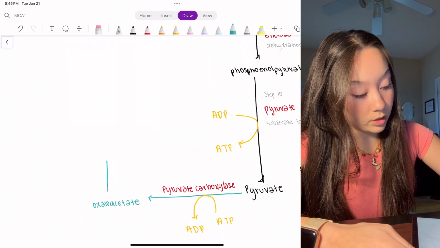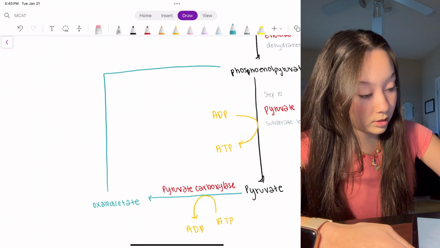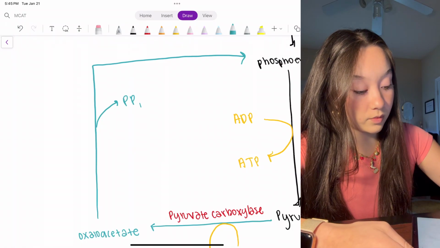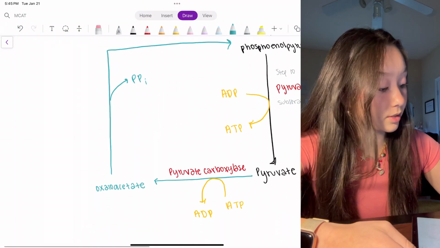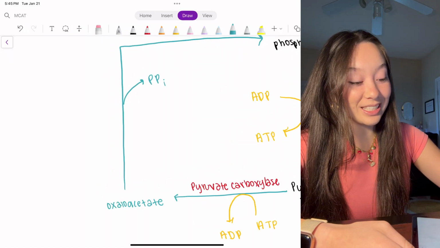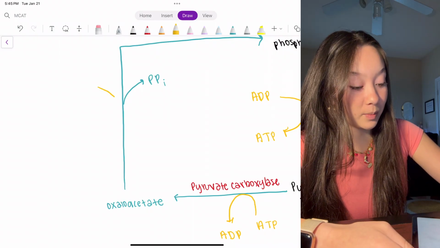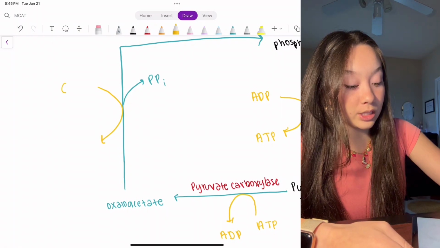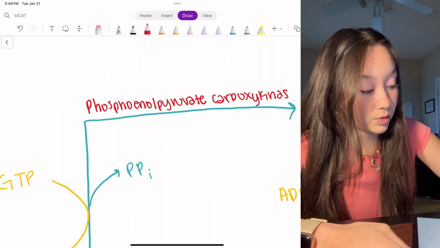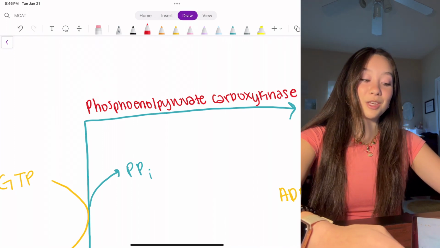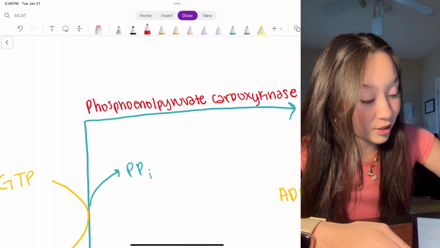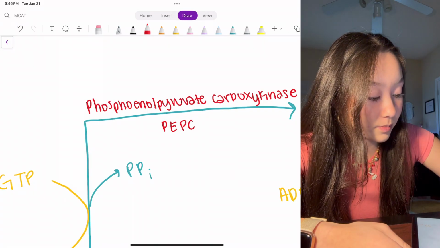So now we can go back up to PEP. We are going to lose an inorganic phosphate, the one that we gained from this ATP. We're going to go ahead and just lose it straight away, and instead, we're going to pick up a phosphate from GTP. So not ATP, GTP, and it's going to turn it into GDP. And this reaction is catalyzed by an enzyme called phosphoenolpyruvate carboxykinase. That is a mouthful, but you can just call it PEPCK.